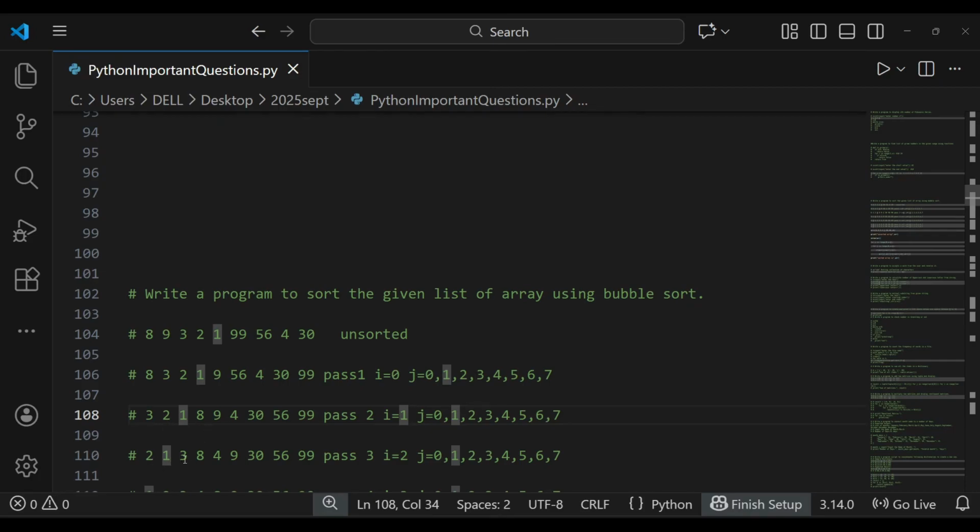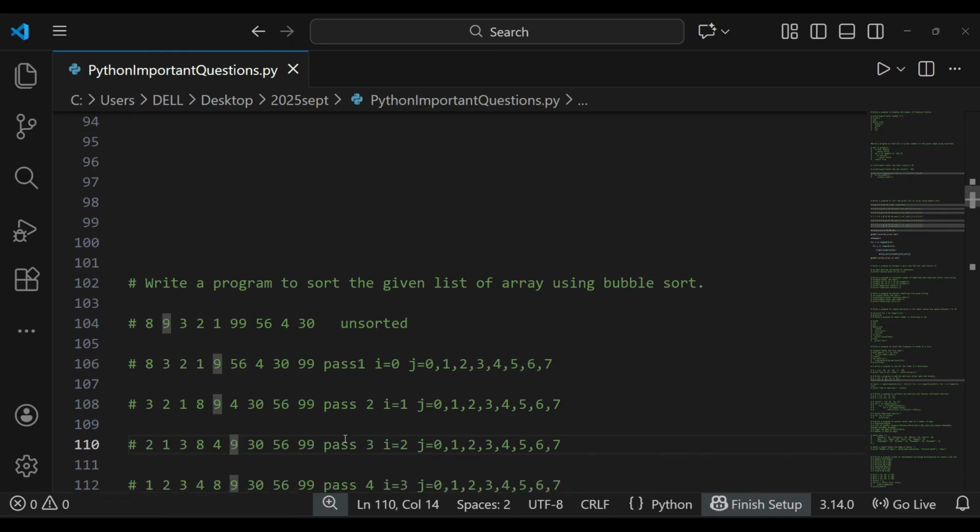3 with the 8, yes, 3 will be here. 8 with 4, 8 with 9, no, 8 will be here. Then 9 with the 4, yes, 4 will be here and 9 will be here. 9 with the 30, no, 9 will be as it is. 30 with the 56, as it is. 56 with 99, no, as it is.